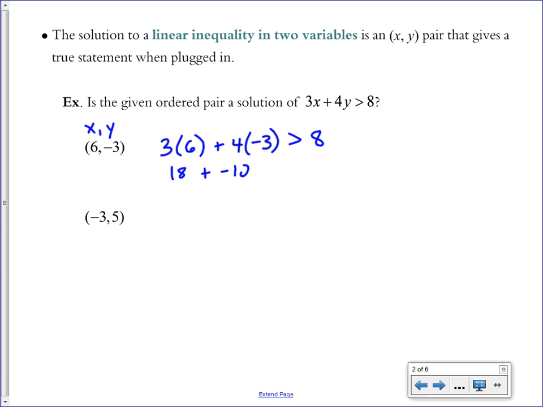18 plus -12 is 6. Is 6 greater than 8? You're checking on the truth of that statement, and it is a false statement. Therefore, this is not a solution.